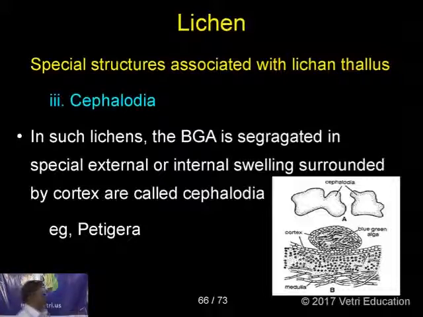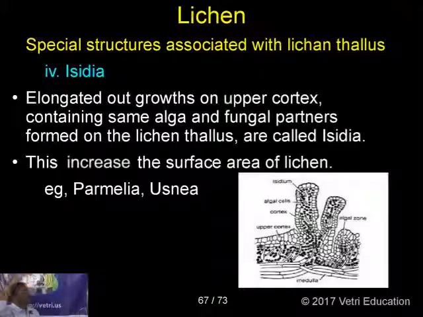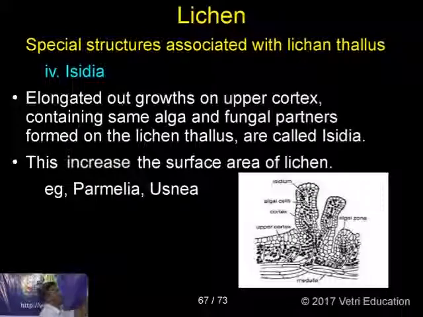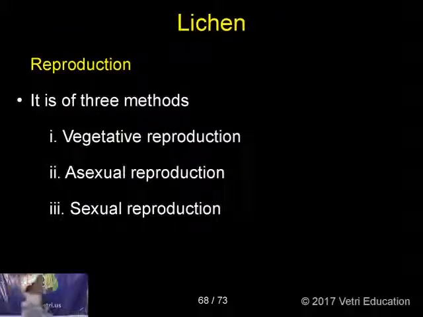The next special structure is called isidia. These are elongated outgrowths that appear on the upper cortex. Some algae and some fungal partners form the lichen thallus, called isidia. They are erect on the surface, and they may be detached and develop into a new lichen. Examples, Parmelia and Usnea. Regarding reproduction, we will continue tomorrow.